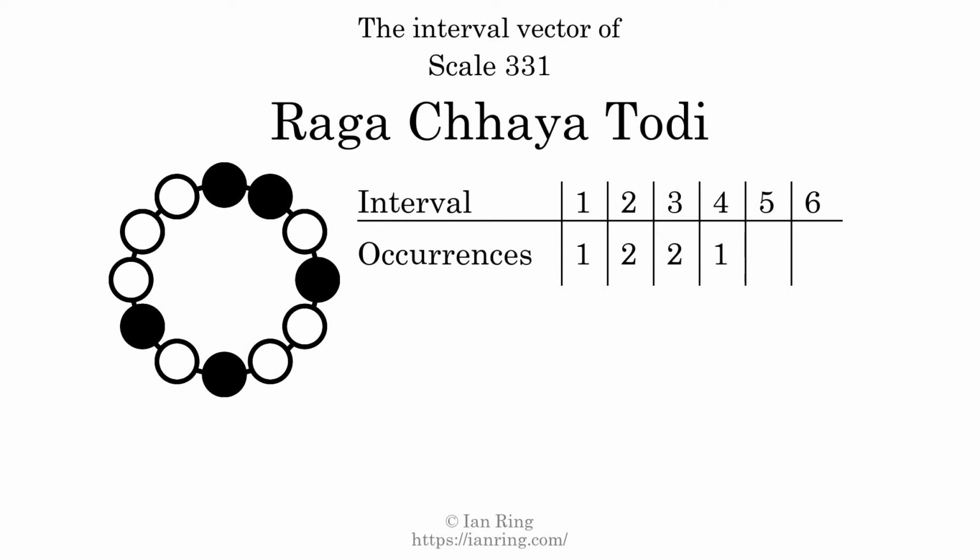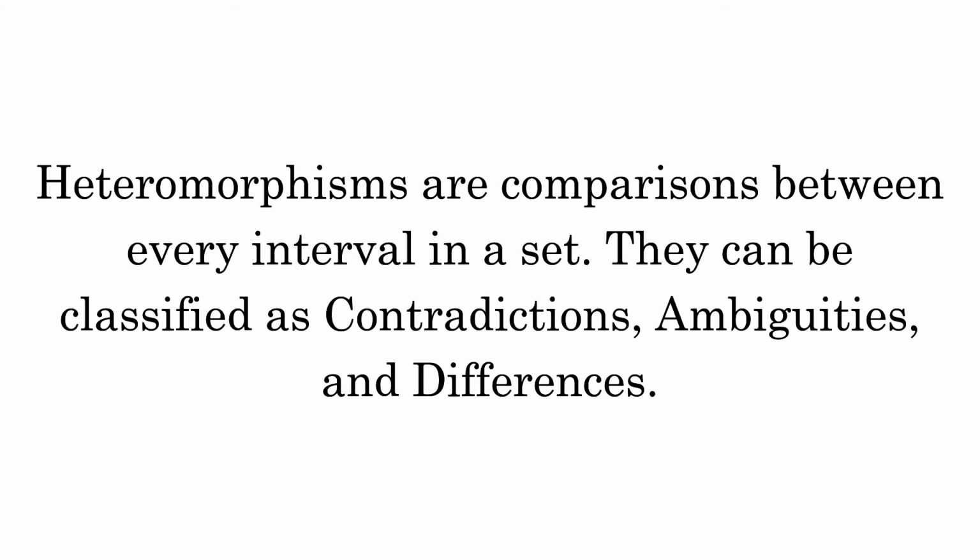There is one interval with a size of 4 semitones. It is here. There are 3 intervals with a size of 5 semitones. They are here, here, and here. There is one interval with a size of 6 semitones. It is here. Each interval does not appear in this scale a unique number of times, so this is not a deep scale. Heteromorphisms are comparisons between every interval in a set.